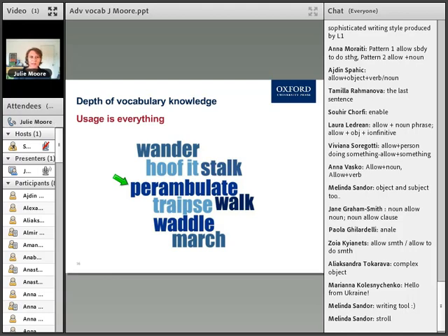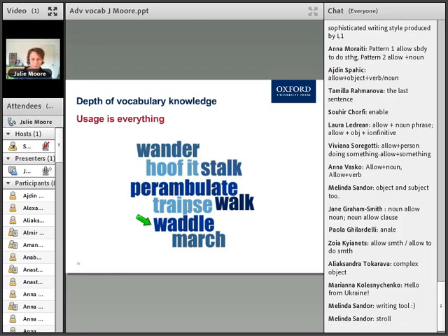Stalk. Now this is, if you like, it comes from the idea of an animal hunting, stalking its prey. But if we use it to talk about people, it has very negative connotations. If you stalk someone, you follow them in a threatening kind of way. It can actually be a criminal offence to stalk somebody. So very, very negative connotations with that word.